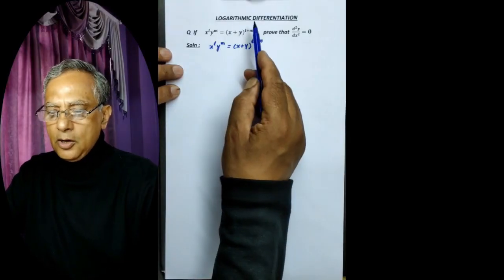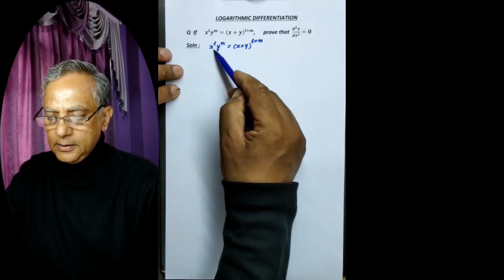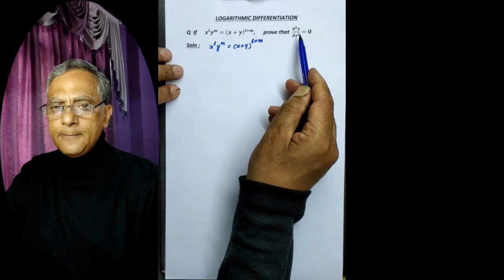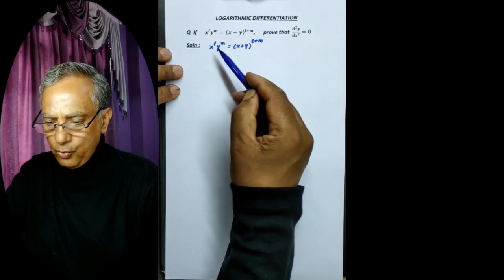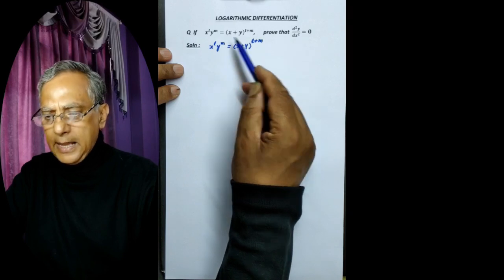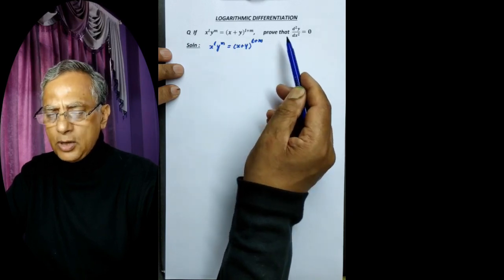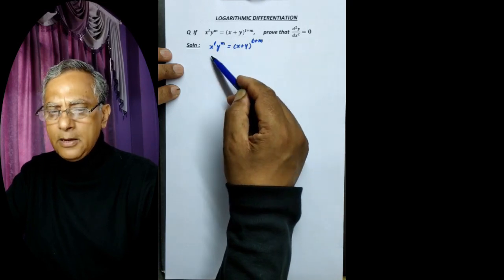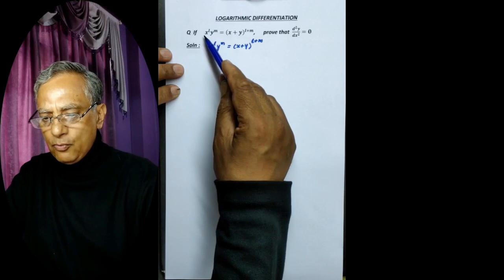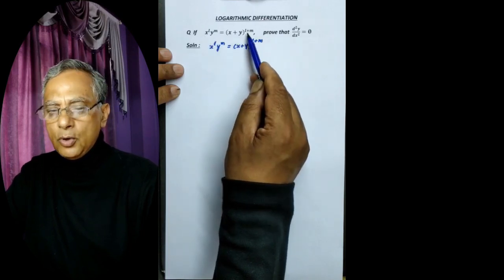Now next is logarithmic differentiation, and we are given this function and we have to prove that its second order derivative is 0. Now we can differentiate this directly with respect to x and then find dy by dx and then d2y by dx square, or a better method will be to take log both sides, because then we will eliminate the product rule and the chain rule.